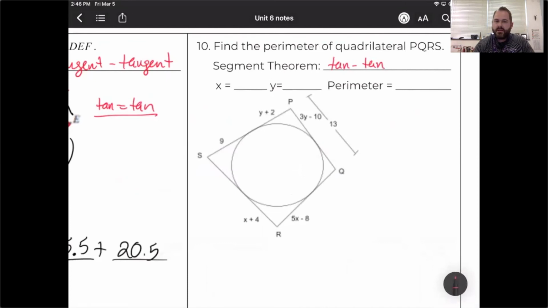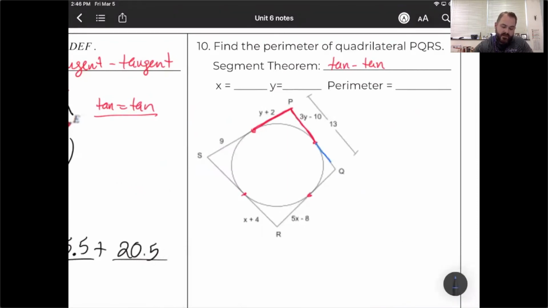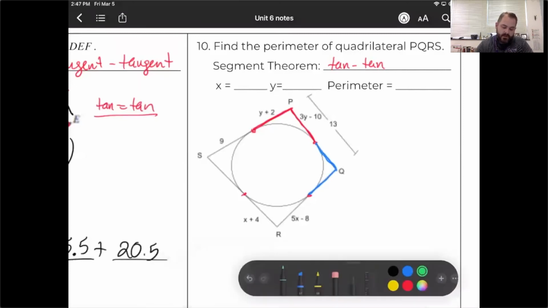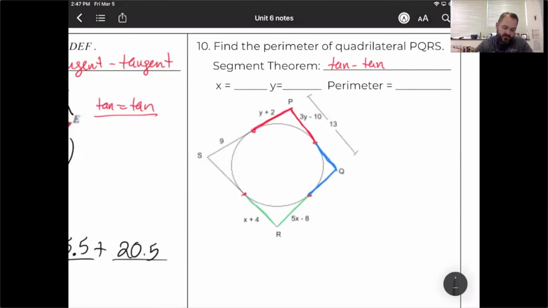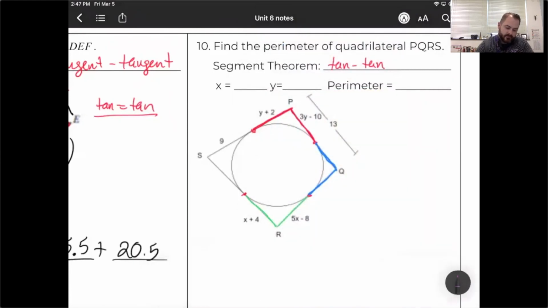Okay, and if you want to abbreviate, you can. But now we've thrown in some variables. That's okay. We're still going to set this up the same way, and I'll kind of color code it again. Okay, we've got these points where the circle touches each tangent line. That's going to create these tangent segments that are congruent, and then these tangent segments are congruent. And these tangent segments that are congruent. And these that are congruent. Okay?